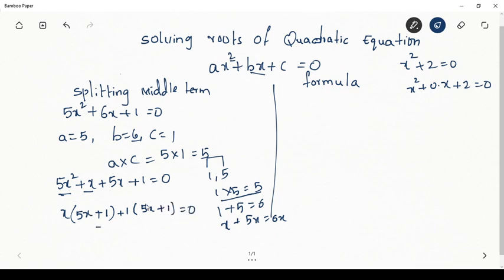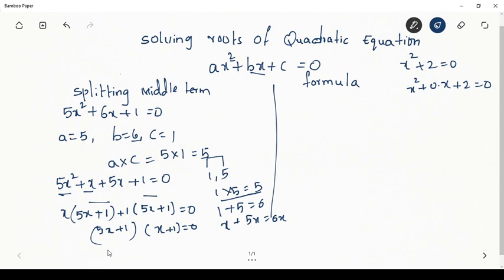Okay, so what is common here? These two brackets should be equal. Always it should be the same. Then only whatever process we are doing is right. So now what is the first bracket? 5x plus 1 is the first thing, and next one x plus 1 is equal to 0.